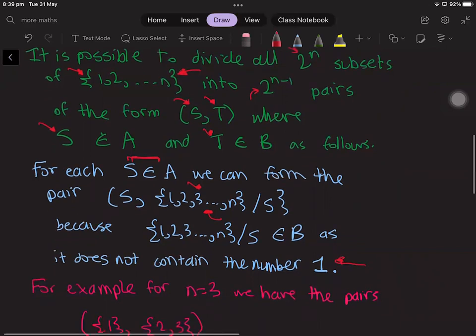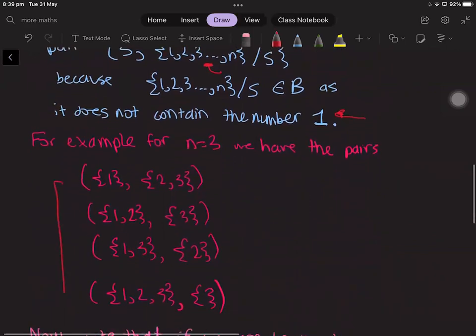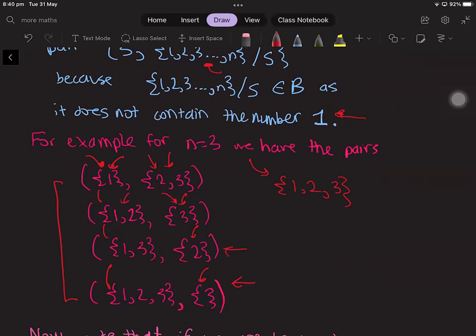Here's an example for n equals 3. The 8 subsets of the set {1, 2, 3} are divided into 4 pairs. On the left-hand side, each set contains the number 1, and the right-hand side is the complement of each set. So we see the complement of {1} is {2, 3}, the complement of {1, 2} is {3}, and so on for these two as well. And we have an empty set here as well.